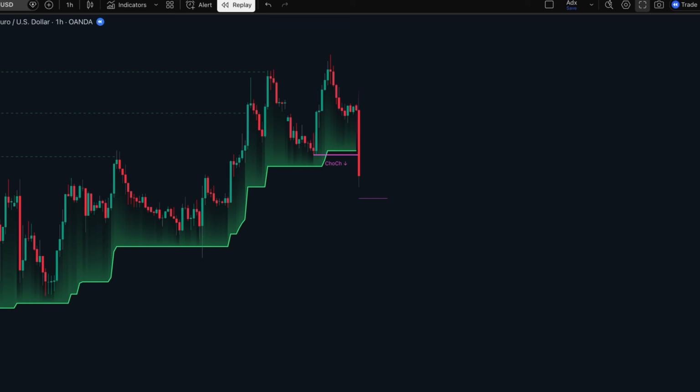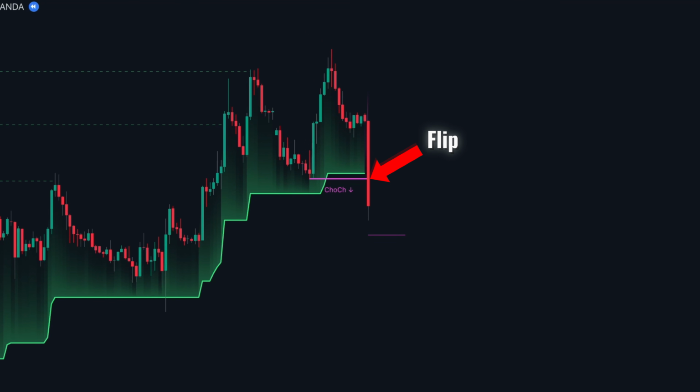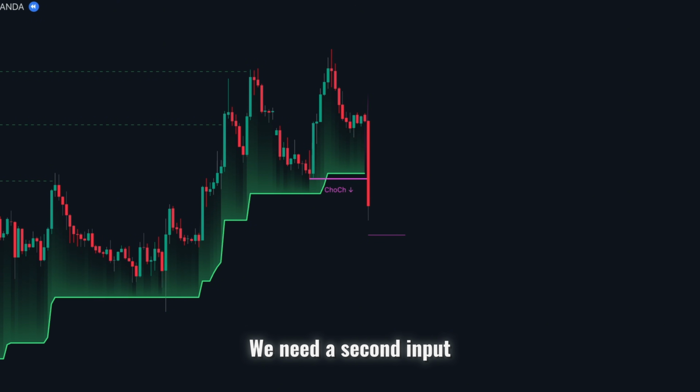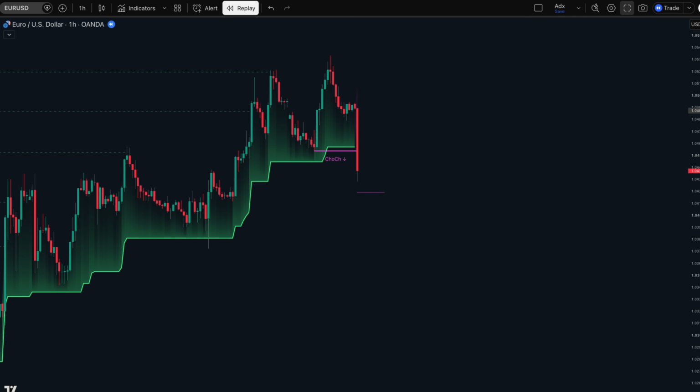Here is the real problem. At the moment of the flip, a reversal and a pullback look identical, and price alone cannot tell you which one you have. We need a second input, something that measures force instead of structure, because when a trend is truly dying, momentum weakens before the level breaks.